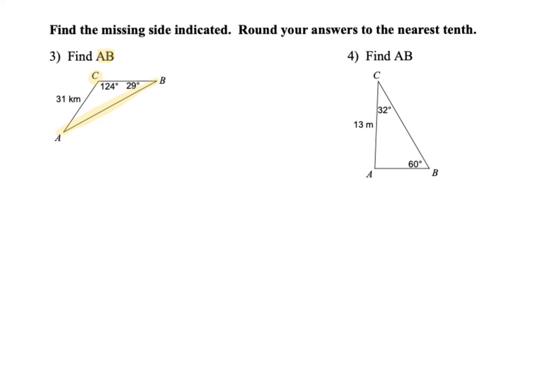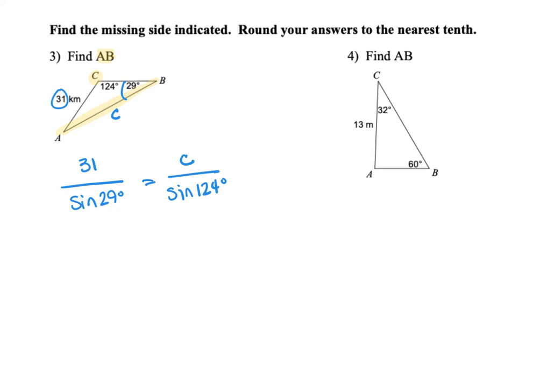So in this case, we are solving for a side. So for now, because what I'm solving for is the side, I'm going to flip those. And I'm going to say, well, I have this angle and this side. So 31 over the sine of 29 degrees should equal side AB, which I have labeled C, over the sine of 124 degrees.